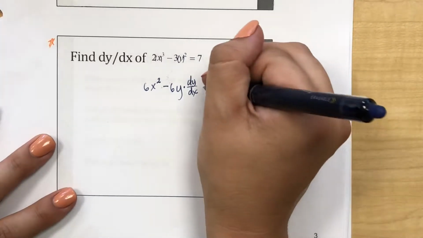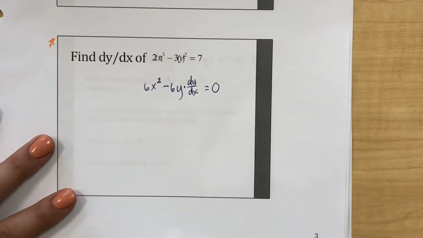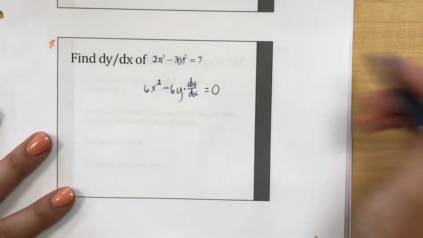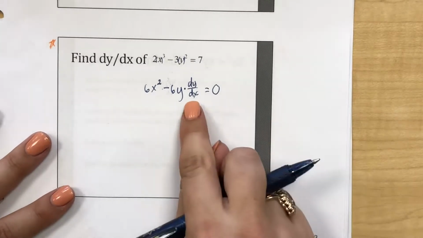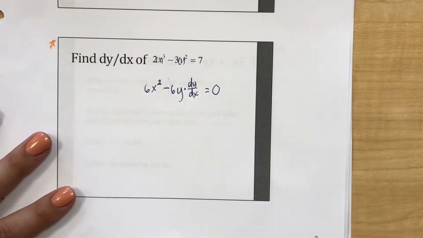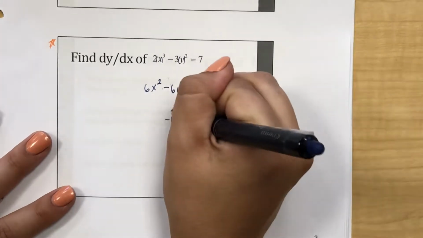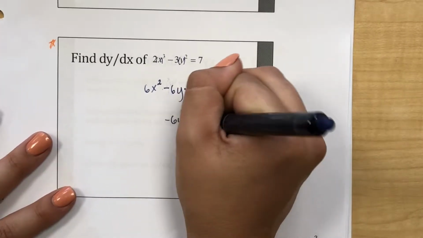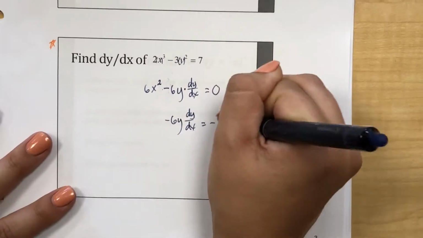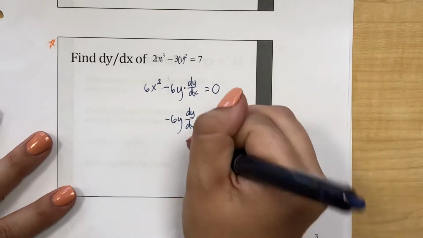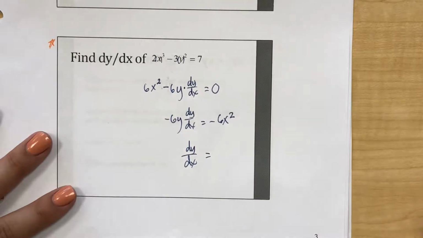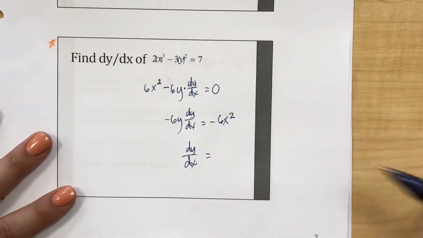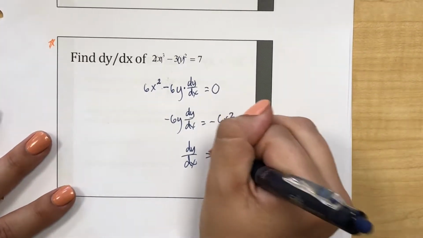Don't stop here, it's an equation, so I must keep it an equation. The derivative of 7 is 0. A lot of people make the mistake of just putting a 7 here. The derivative is 0. So now let's solve for dy/dx. I'm dividing by negative 6 on both sides. They cancel, so this would be x squared over y.